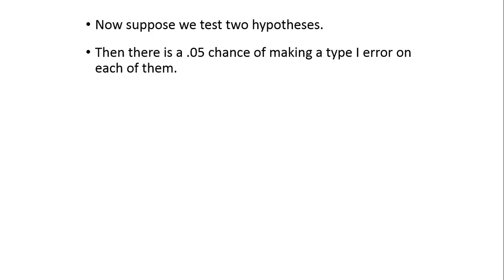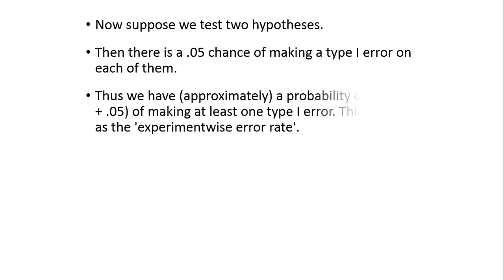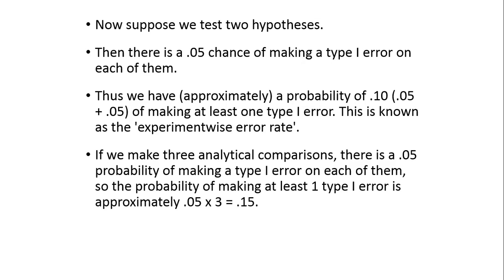If we test 2 hypotheses, then there is a 5% chance of making a type 1 error on each occasion, each time we look at these hypotheses. Thus we have a 10% probability of making at least one type 1 error in the analysis. This is known as the experiment-wise error rate. Okay? If we make 3 analytical comparisons, or we test 3 hypotheses, then we have a 15% chance of making a type 1 error, because each time we test a hypothesis we have a 5% chance, and we're doing this 3 times. So across the experiment we have a 15% chance of making a type 1 error.